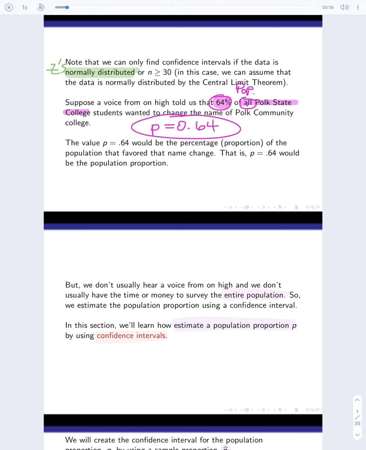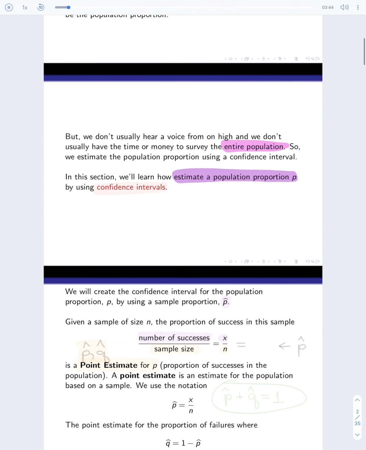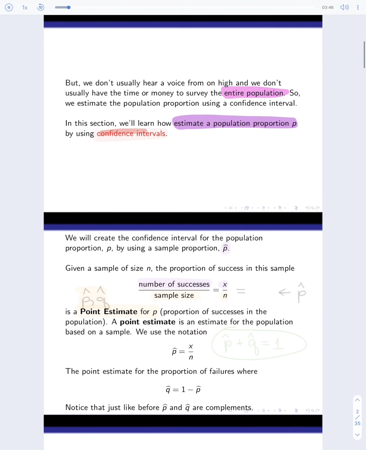So because we can't track down the entire population, when it's not feasible, what we're going to do is use a sample, and we're going to use that sample to estimate it for the entire population. We can't do it for the entire population, so we're going to use a sample to estimate it. And we're going to create what's called a confidence interval for these proportions.